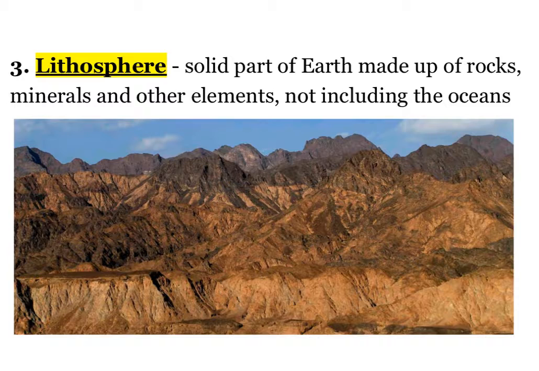All right, our third and final system that we'll talk about is the lithosphere. Litho means rock. Obviously, sphere means circle, part of the Earth. So this is the rock or the solid part of Earth that's made up of rocks. It's also made up of minerals and some other elements and chemicals, but it does not include the oceans. So it's pretty much everything that is solid, not liquid.